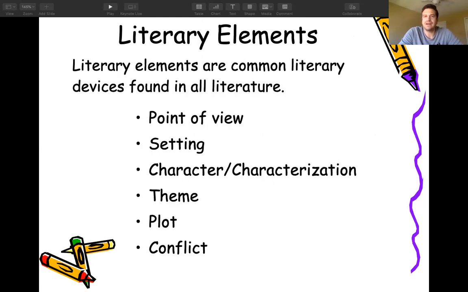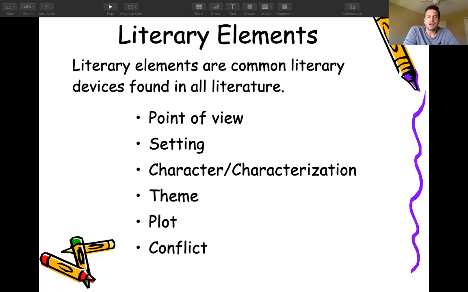So here are some literary elements, and these should be familiar to you. Point of view: how the story is being told. Is it being told in the first person? Is the main character your narrator? Are they using I, me, or my? Setting: when and where the story is taking place. The characters and the characterization: what is this character like? Are they a very shy and quiet character? Are they very loud and outgoing? Are they a very thoughtful character?